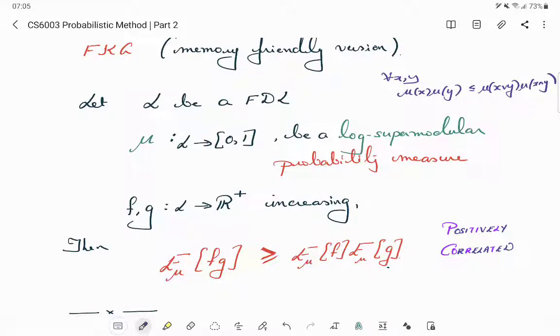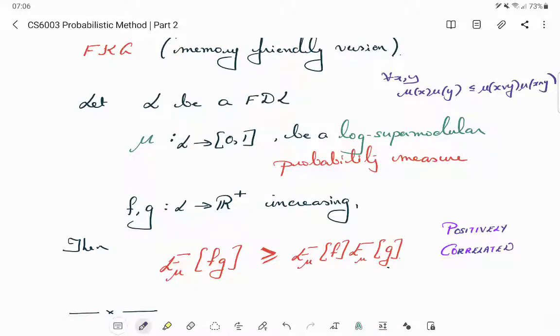Remember Kleitman's inequality, after we stated the combinatorial version, we converted it into probabilistic language and said that this is equivalent to saying that two events are positively dependent. Similarly, this is equivalent to saying that two functions are positively correlated. You say that two functions are positively correlated if the expectation of their product exceeds the product of their expectations. In fact, they would be independent if the expectation of their product could be decomposed as equal to the product of their expectations. Similarly, if the inequality was in the other direction, we would say f and g are negatively correlated.